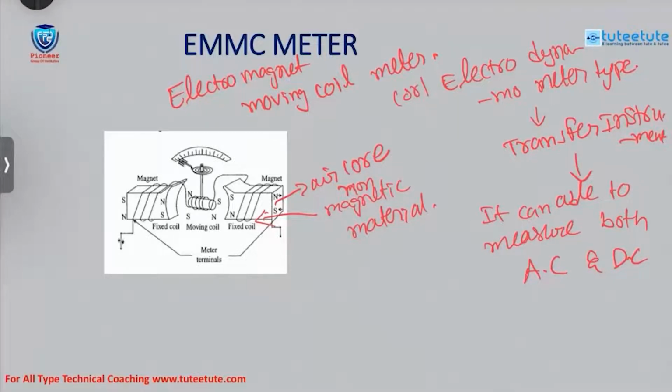So this instrument will give the same error for AC measurement as well as DC measurement. That's why this instrument is called a transfer instrument. We are able to measure both AC as well as DC quantities.